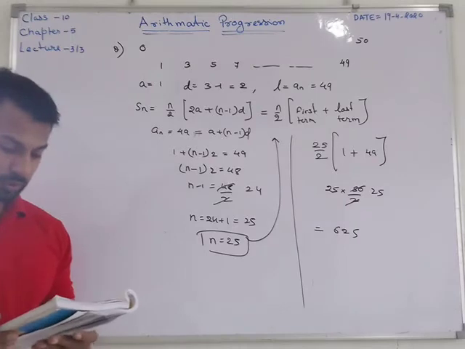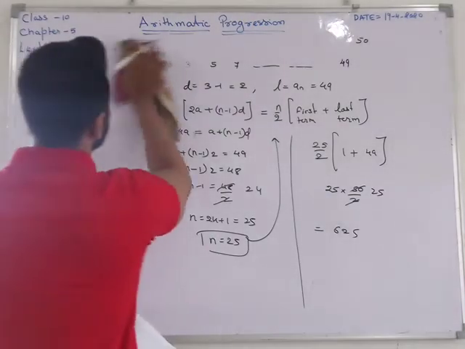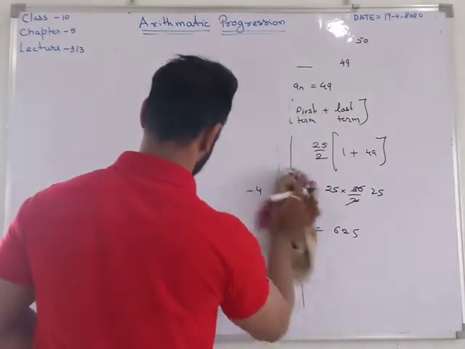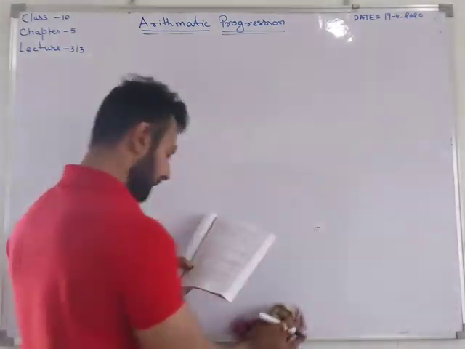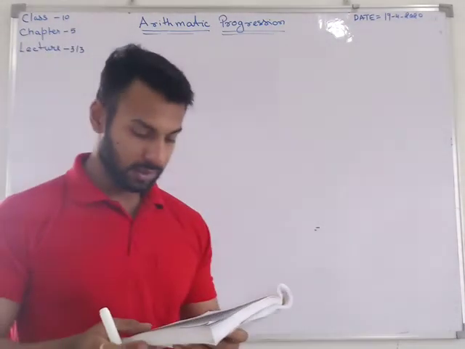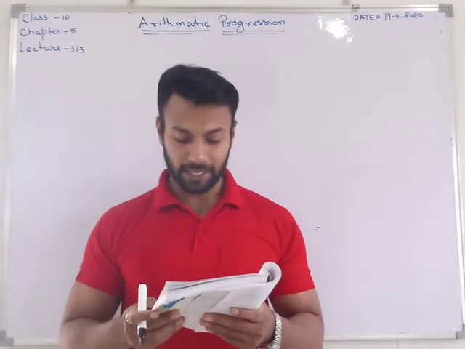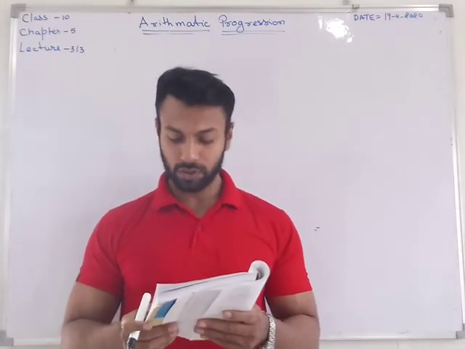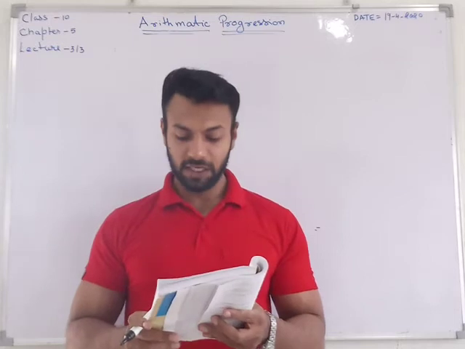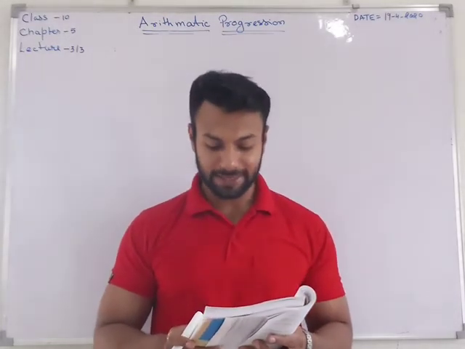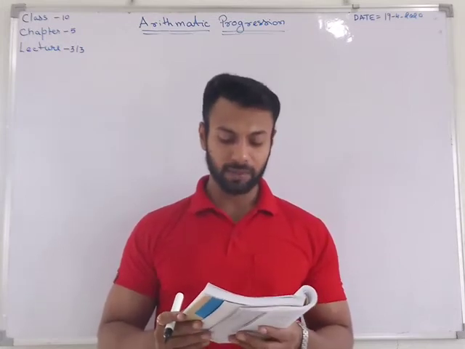Now proceeding to the last question of today's lecture. Question says that a sum of rupees 700 is to be used to give 7 cash prizes to the students of a school for their overall academic performance. If each prize is rupees 20 less than its preceding prize, find the value of each of the prizes.